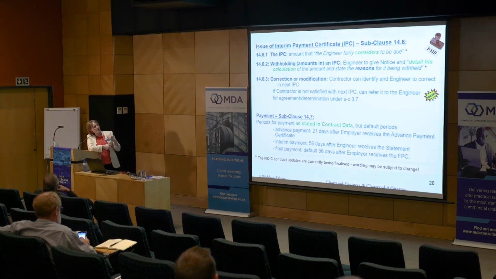And also, along with that, then we have this scenario where the contractor can identify what he thinks should be corrected or modified in next month's interim payment certificate. Okay, and then if the contractor is not satisfied with the next IPC, he can refer to the engineer for agreement or determination. Yeah, so that's that step forward. And then, of course, if the contractor is still not satisfied with an agreement or a determination by the engineer himself now, then he can refer to the DAB and you have a dispute.